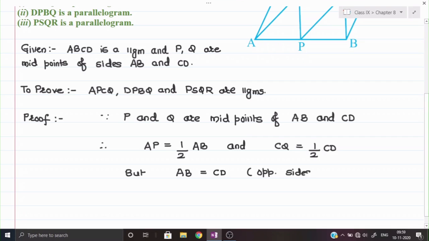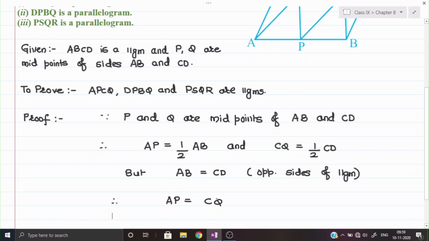Opposite sides of a parallelogram will always be equal. So now look at the right-hand sides of these two equations. Which two equations? AP is equal to half of AB and CQ is equal to half of CD. The right-hand sides of these two equations are the same, so we can say their left-hand sides will also be the same. So AP will be equal to CQ.